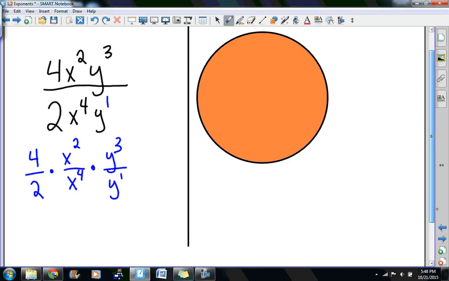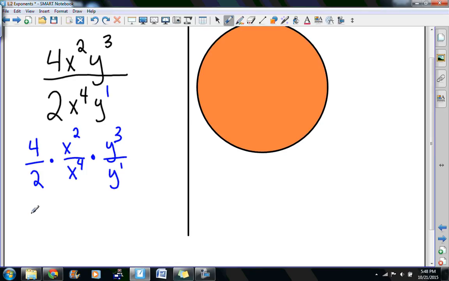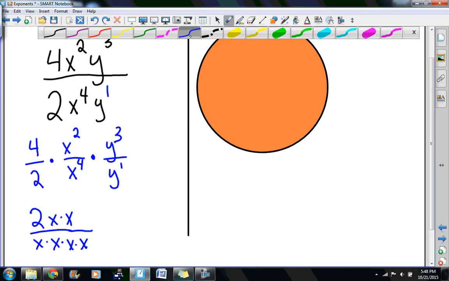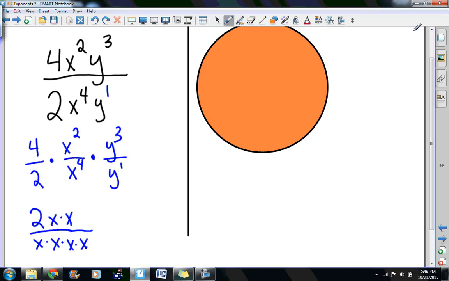Well, 4 divided by 2, that's just 2. X squared over x to the 4th, well, if we have 2 x's on the top, we get 4 x's on the bottom. And then we get y cubed over 1 y. So we're going to put the y's in a different color. So now we get 3 y's on the top, and we get 1 y on the bottom.